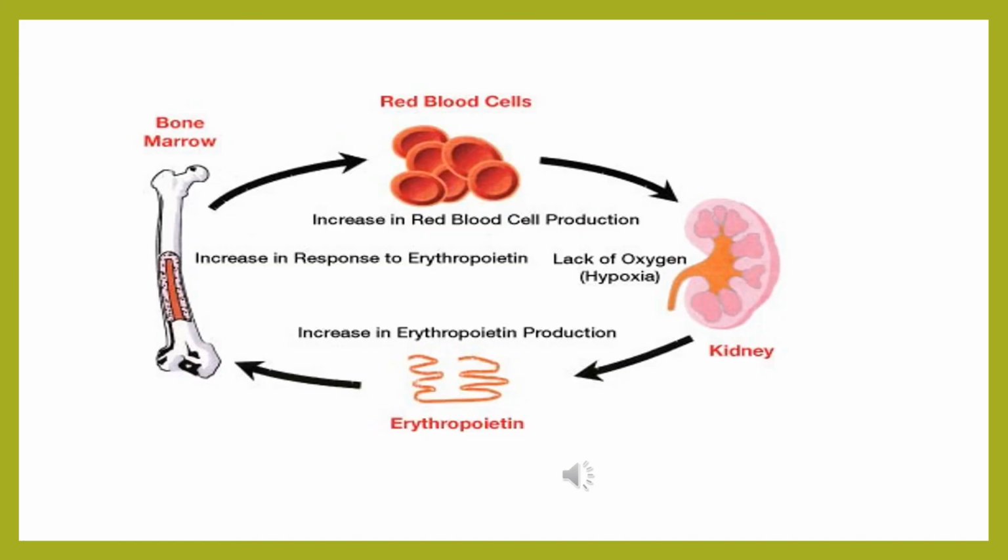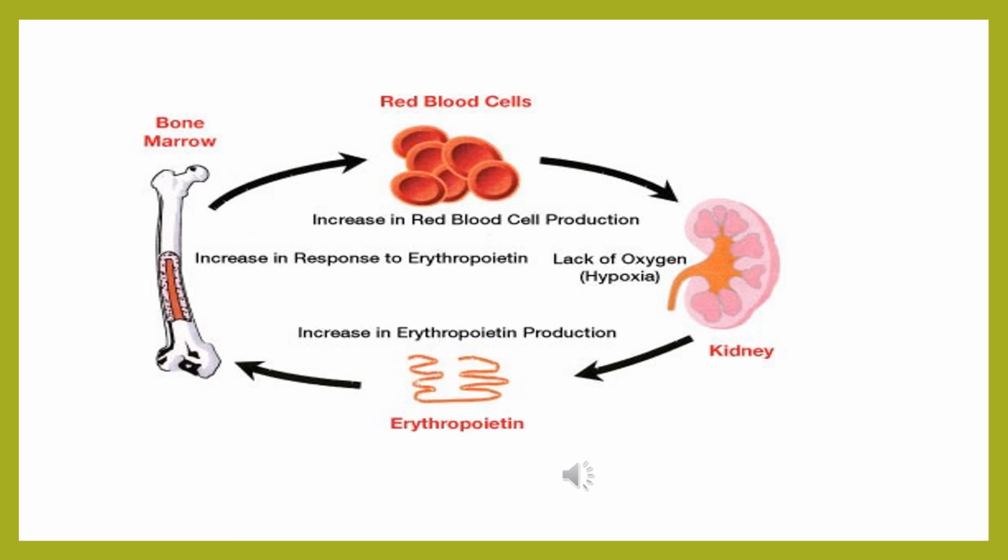When there is a deficiency of oxygen supply to the kidney, then cells of the kidney get stimulated. Now, why? What could be the reason for the less supply of oxygen to the kidney? The answer is a lower number of RBC.